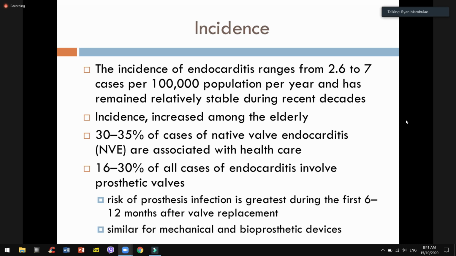Okay? Pag more than 12 months nagkaroon ng infection yung prosthetic valve, ibig sabihin, most likely hindi na yan intraoperatively or nosocomial. Parang nakuha na niya sa labas.